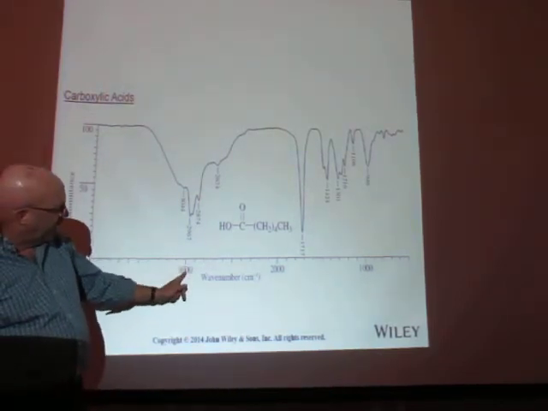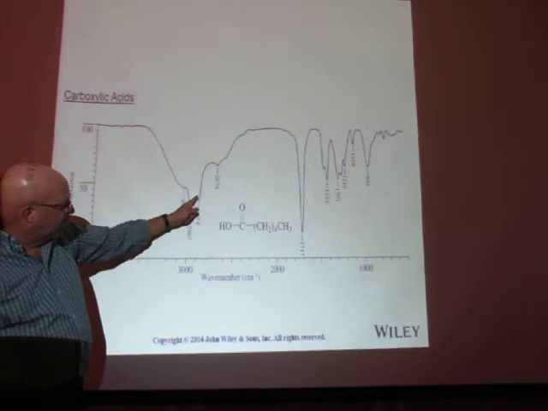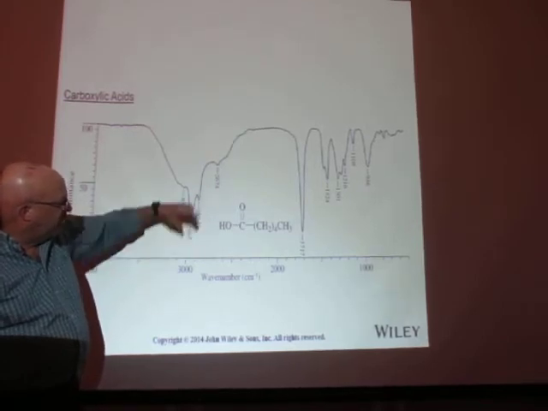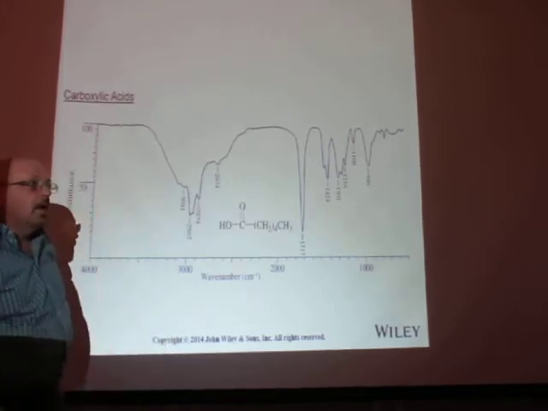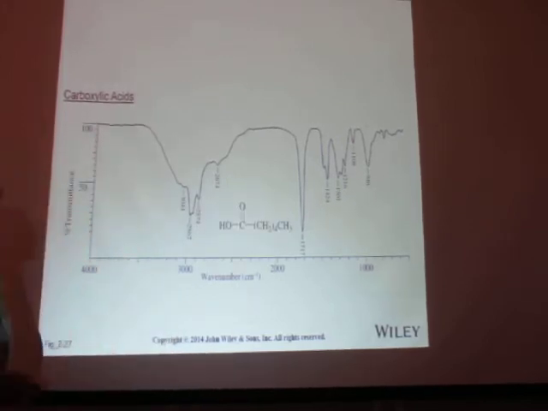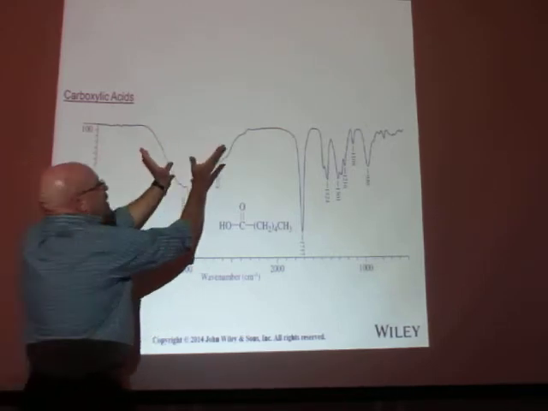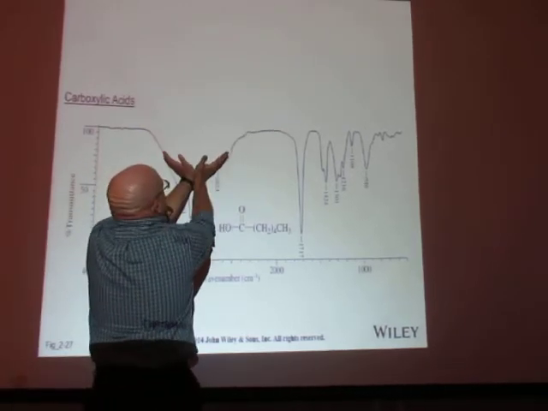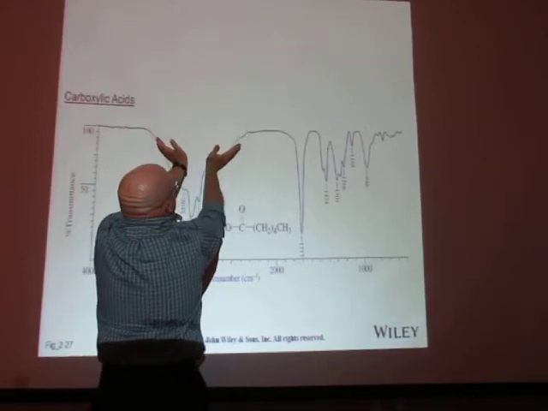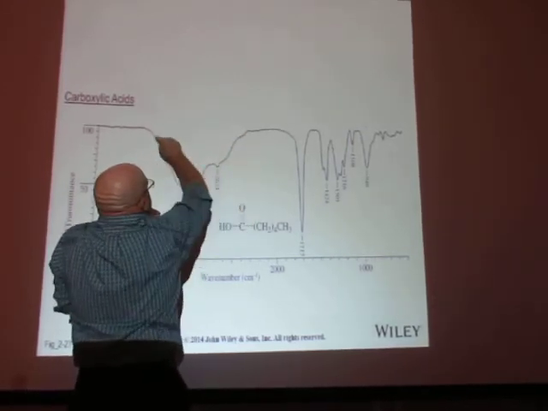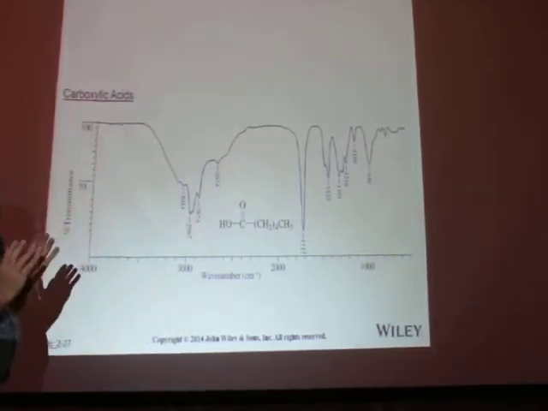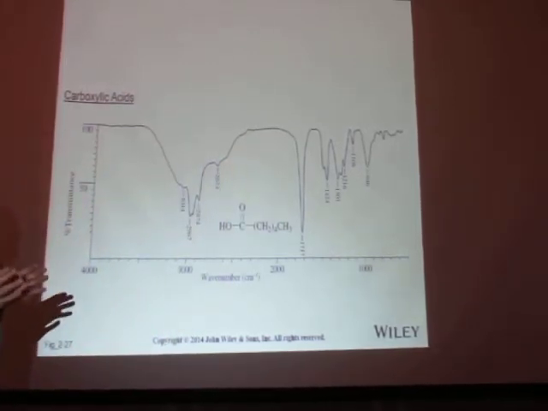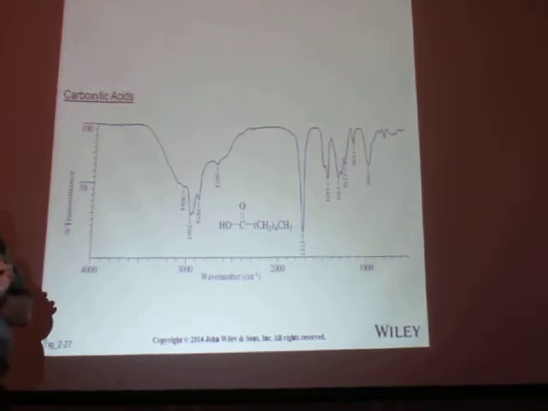We did mention the 3000. I always love 3000. We've got peaks right below 3000. That's our sp3 CH stretching. That's from the alkyl portion. Our OH stretch, this is the OH stretch. This entire thing here is the OH stretch. That OH stretch is right here. Now, it is overlapping with the sp3 CH stretching. And that's why I call it ugly.